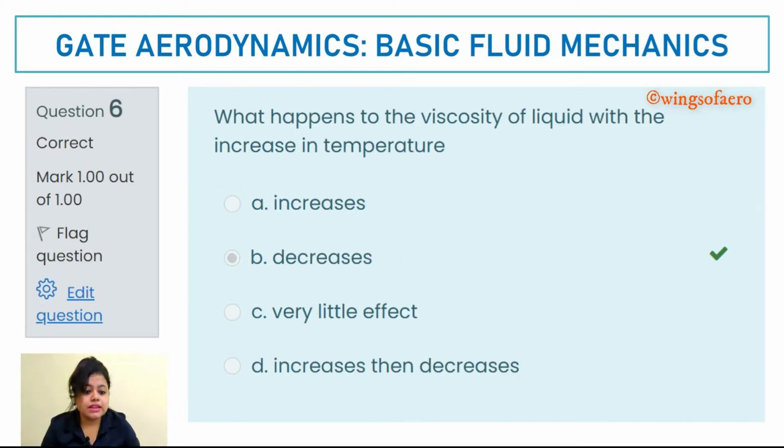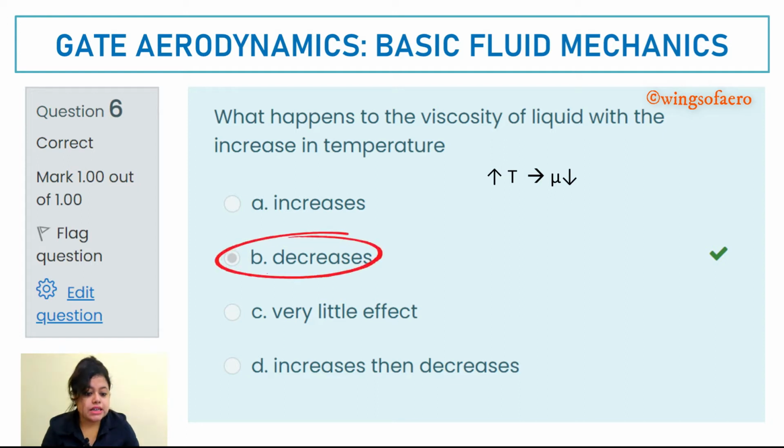Moving to the next, what happens to the viscosity of a liquid with the increase in temperature? We have a couple of options: whether it increases, decreases, increases then decreases, or has little effect. So, always remember, in a liquid, when the temperature increases, the viscosity decreases. Here they have asked about the liquid, so an increase in temperature leads to a decrease in viscosity.